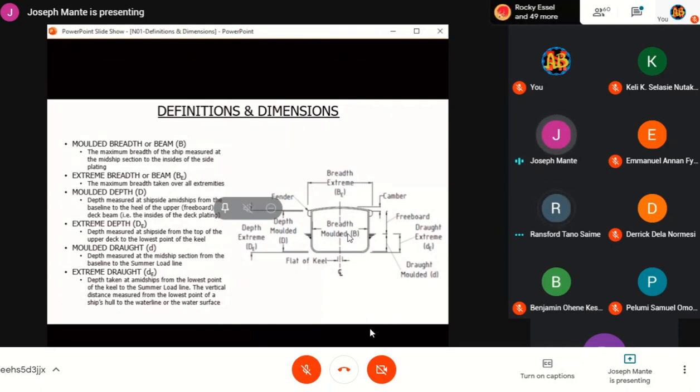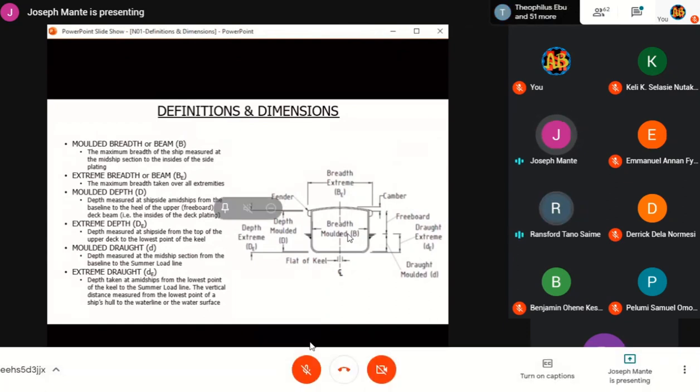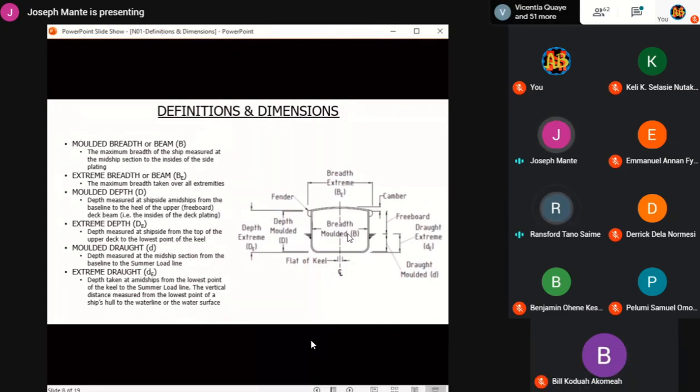So when you go somewhere and someone asks what is draft, you should be able to tell the person what draft is. And we have the extreme draft, taken from the lowest point of the keel to the summer load line: the vertical distance measured from the lowest point of a ship hull to the water line on the water surface. So we have the molded draft and the extreme draft. The draft is the depth measured at the midship section from the baseline to the summer load line. So when someone asks what is a draft, you should be able to say it. I hope you understand it.